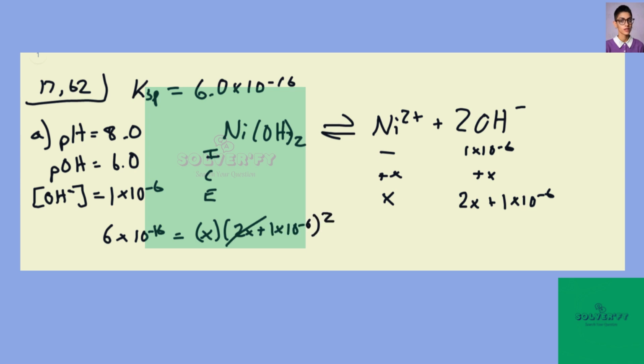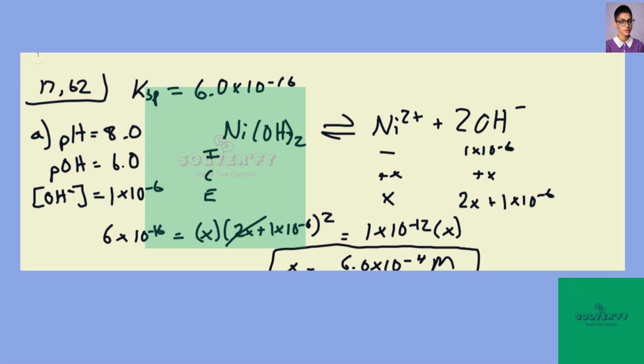Since KSP is very small, we eliminate the 2x, which gives us 1 times 10 to the minus 12 times x when we square 1 times 10 to the minus 6. And so if we solve for x, we get x is equal to 6.0 times 10 to the minus 4 molar, which is our solubility value for nickel hydroxide at pH of 8.0.